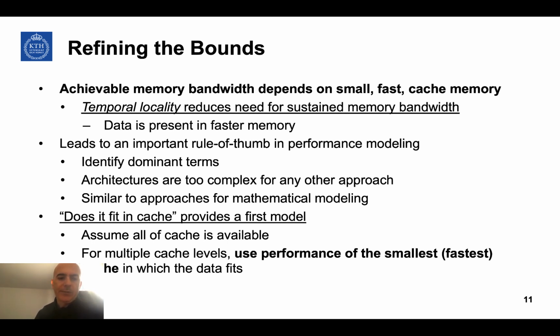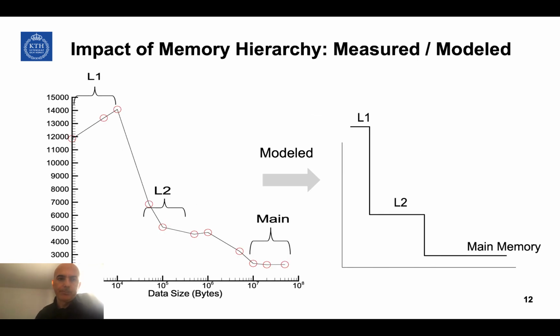So this "does it fit in the cache" model assumes that all the cache is actually available. This is not typically true. We will see later on how to refine this model. And also this model assumes that for multiple cache levels, we can use the performance of the smallest but also fastest cache in which the data fits.